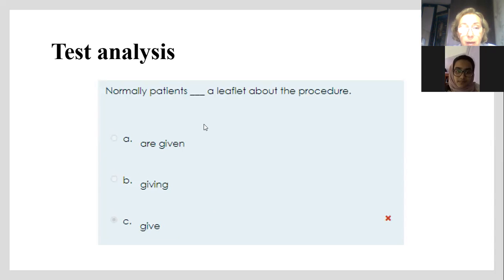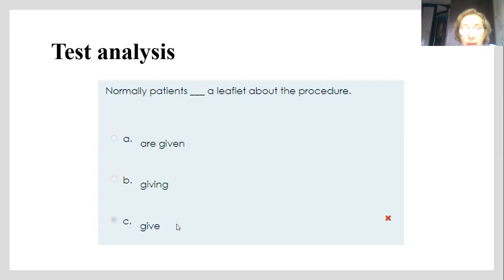Well. Also the active passive voice statement. Normally patients are given a leaflet about the procedure. Of course, because the doctors or nurses give them. The patients don't give a leaflet to anyone. That is why we should have chosen are given here, the passive voice. Well.